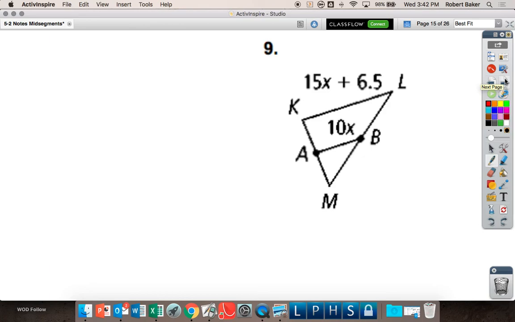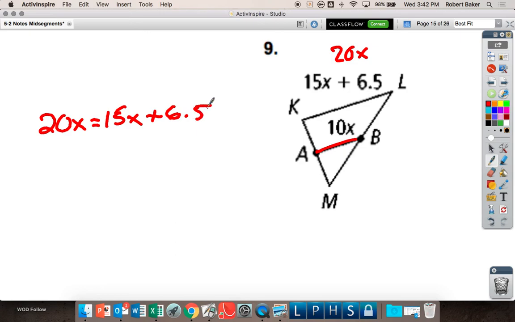So if the midsegment is 10x, what can you say that the third side is? If I double the midsegment, it is equal to the third side. Now I have an equivalency. That just tells you x. That only tells me the value of x, but then I have to use the value of x to find the length of each side.